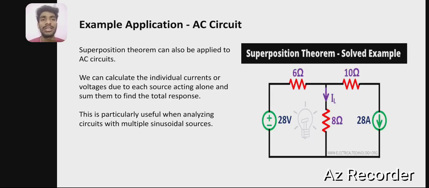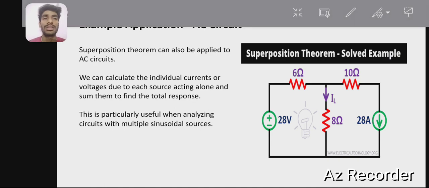Example application of AC circuit. Superposition theorem can also be applied to AC circuits. We can calculate the individual current or voltage due to each source acting alone and sum them to find the total response. It is particularly useful when analyzing circuits with multiple sinusoidal sources.